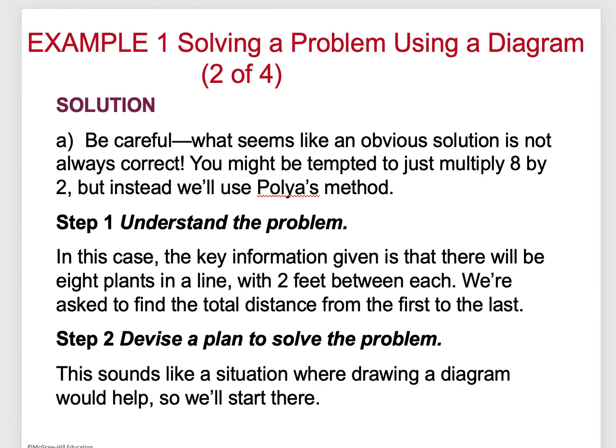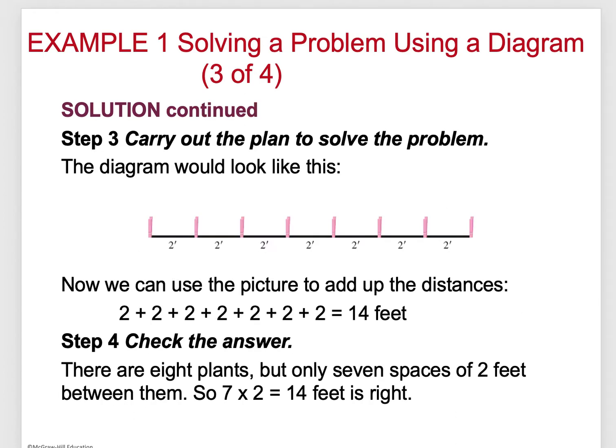So if I'm going to devise my plan, like I said, we're going to draw a diagram because that makes the most sense here. You can draw any diagram. If you're an excellent sketcher, you could draw little tomatoes, but I've got my diagram drawn and I see that, well, now that I have my diagram, all I have to do is add the spacing between the plants and I get 14 feet. So since there's 8 plants, but only 7 spaces between them, 14 feet should feel right.